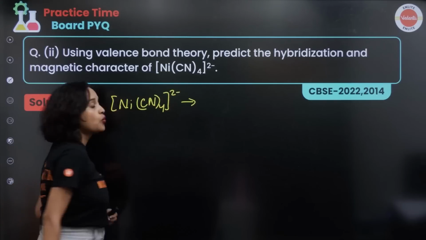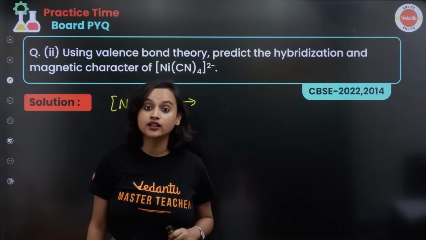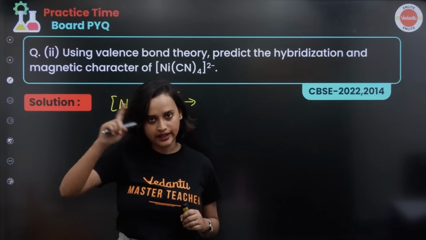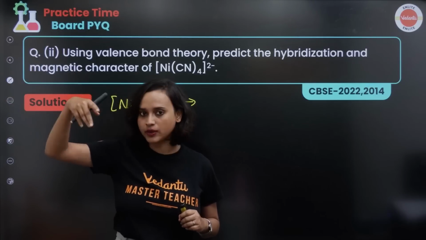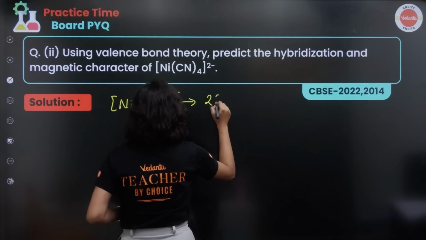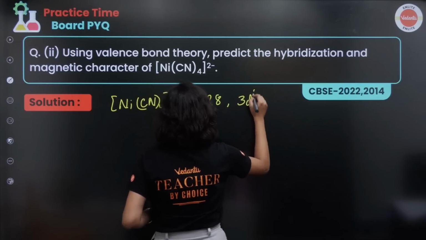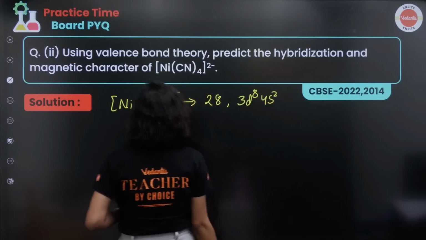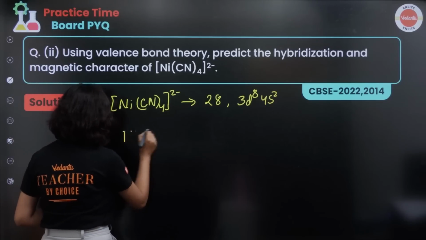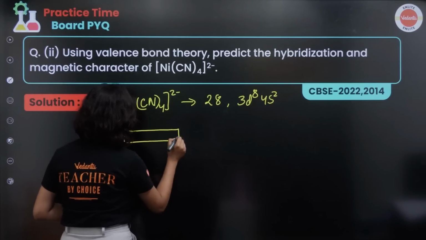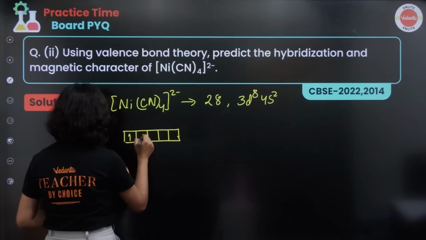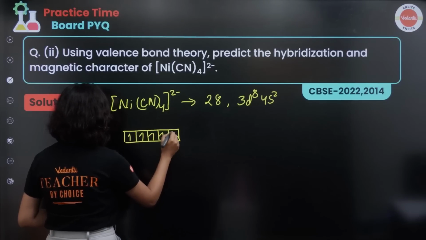Alright. First things first, everybody, [Ni(CN)4] 2-, right? What is the atomic number of Ni? It is 28, isn't it? Nickel, zinc is 30, copper is 29, nickel is 28, okay? So, 28 is the atomic number, that means it is 3d8 4s2, am I right? Now, if it is 3d8 4s2, nickel is going to have orbitals like this. 1, 2, 3, 4, 5.